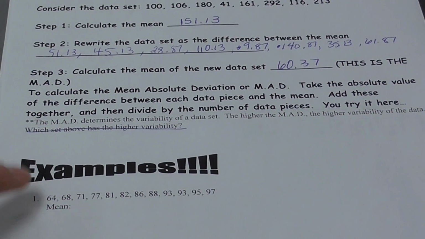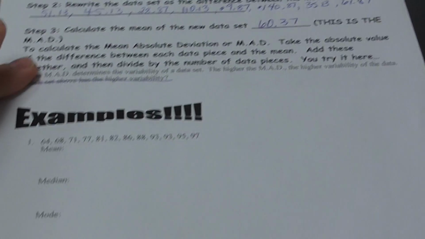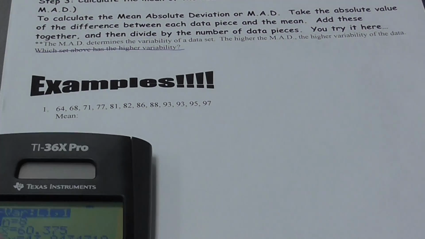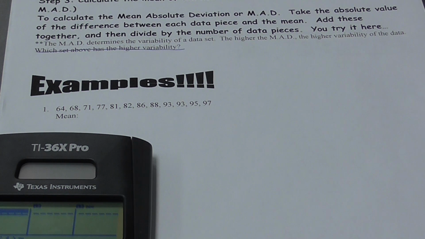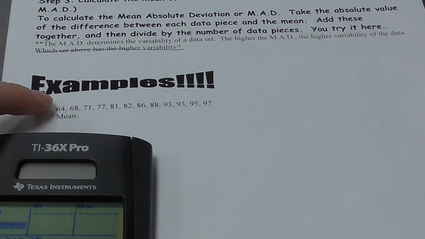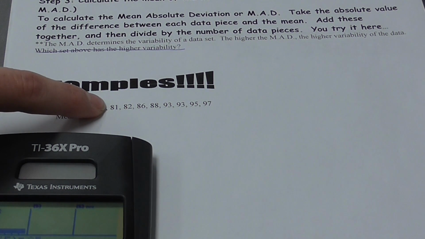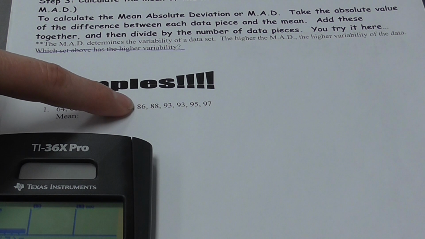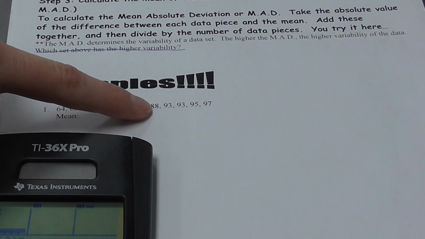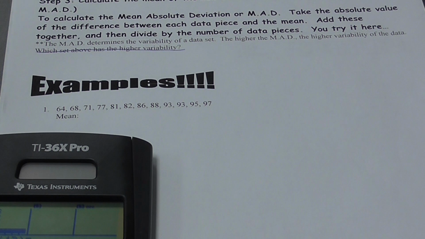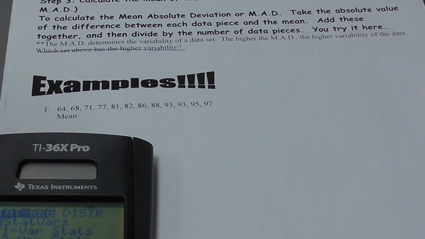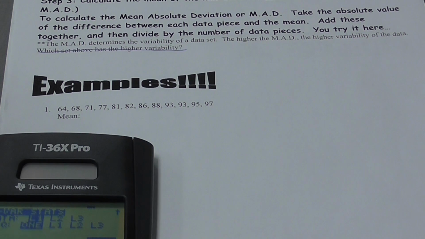So some examples. We're going to take this right here. I'm going to plug it in the calculator real quick. I'm going to go to data, hit data again to clear that list. And I'm going to enter 64, 68, 71, 77, 81, 82, 86, 88, 93, 93, 95, and 97. So I got my data. I'm going to calculate the mean. And the mean is 82.92.